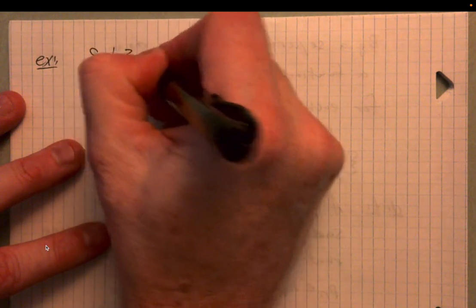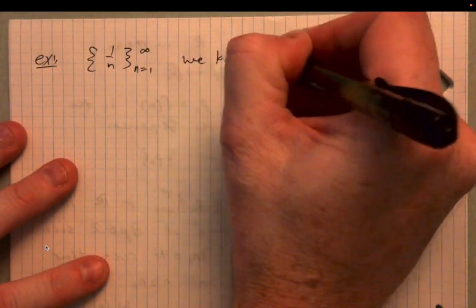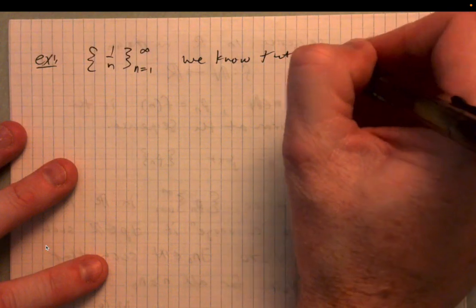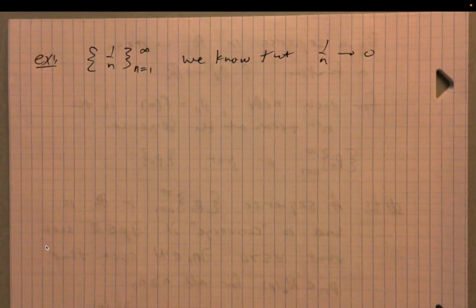So let's consider the sequence. This is one we've seen before, 1 over n, where n goes from 1 up to infinity. Now this is obviously a convergent sequence. We know that 1 over n goes to 0 as n goes to infinity. We know that this sequence converges to 0. Let's try to prove it.